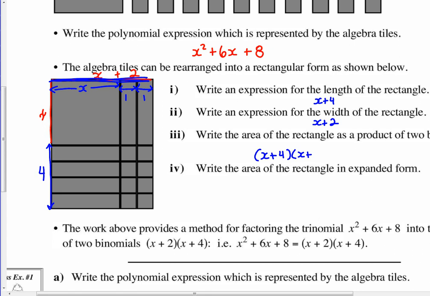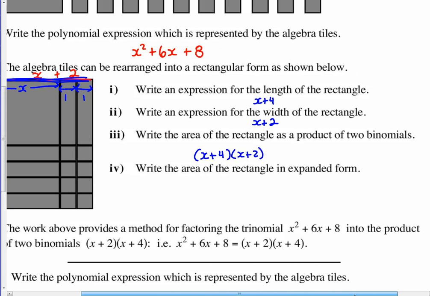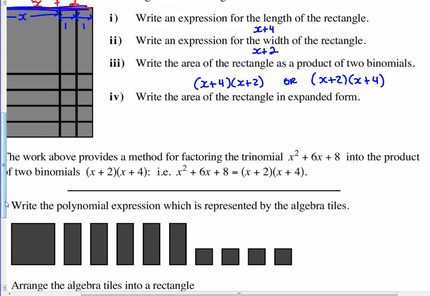x plus 4 times x plus 2. Is there another way you could write that? Could you write it as x plus 2 times x plus 4? Yeah, same thing, right? When you multiply 3 times 2, 2 times 3, it's the same thing. And the area would be the expanded form, the x squared plus 6x plus 8. That's the area in expanded form. The area as a product is the length times width.